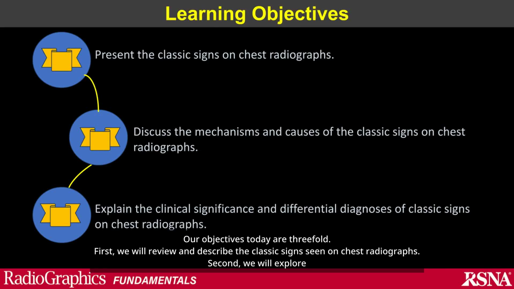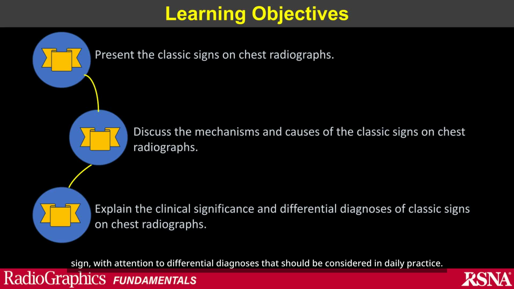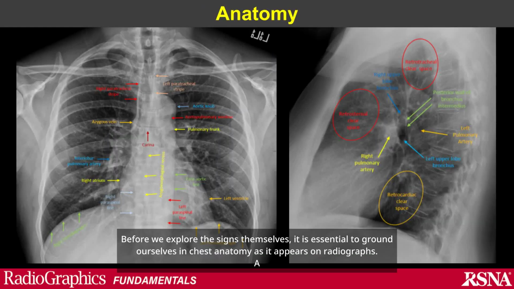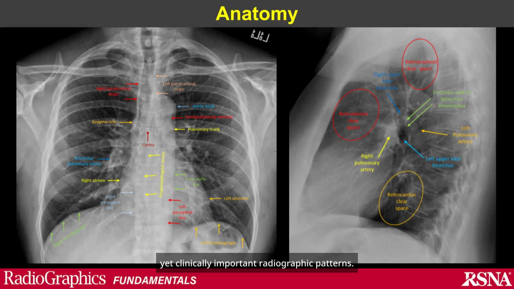Our objectives today are threefold. First, we will review and describe the classic signs seen on chest radiographs. Second, we will explore the underlying mechanisms and etiologies that give rise to these signs. And finally, we will highlight the clinical significance of each sign, with attention to differential diagnoses that should be considered in daily practice. Before we explore the signs themselves, it is essential to ground ourselves in chest anatomy as it appears on radiographs. A solid grasp of the relationship between the lungs, mediastinum, diaphragm, and chest wall structures provides the foundation for identifying subtle yet clinically important radiographic patterns.